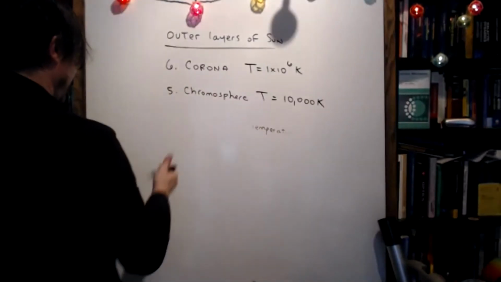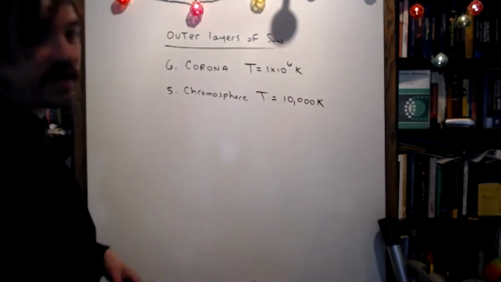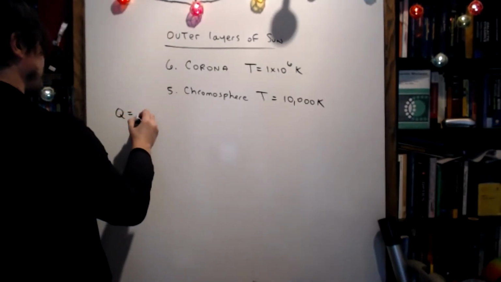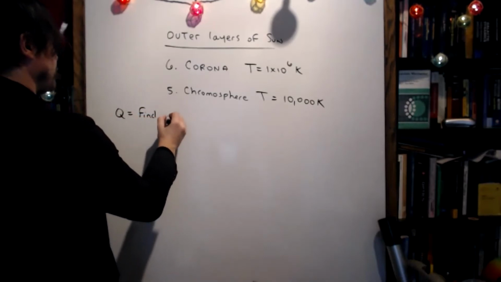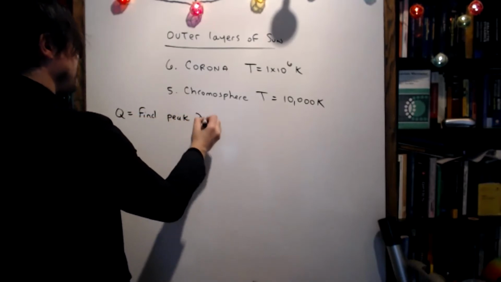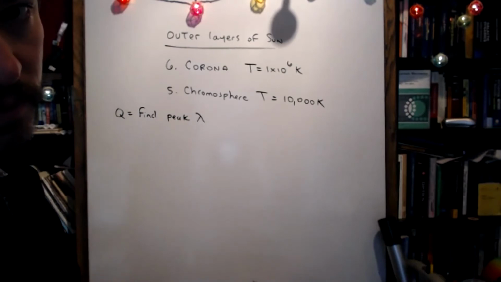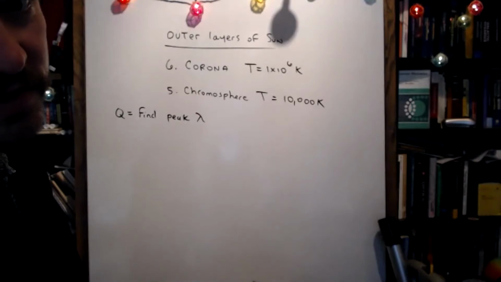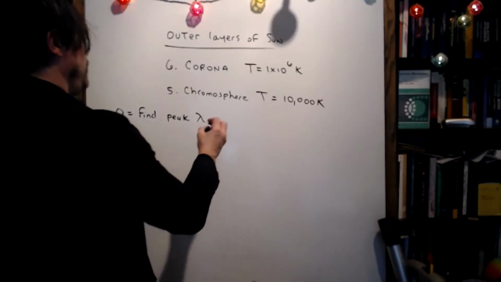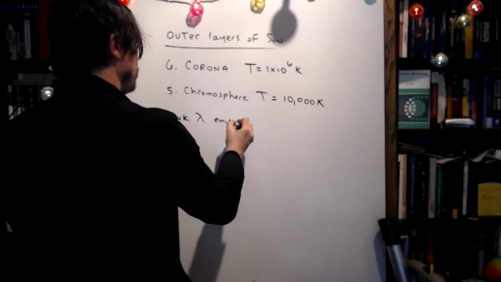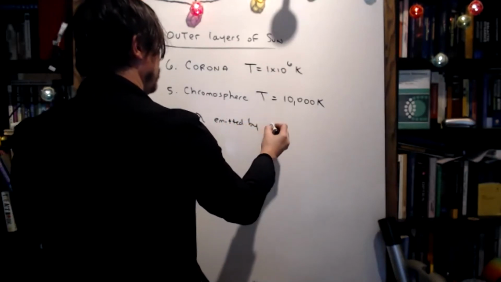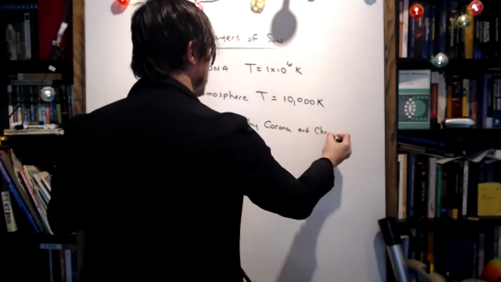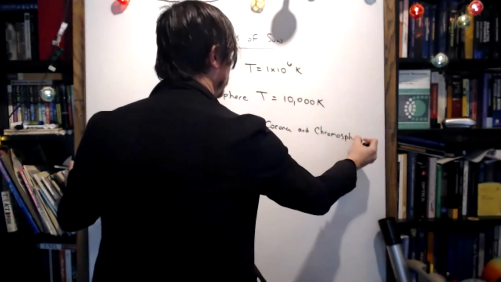Here's a question for the class. This is a question I could easily ask you during the exam. Christopher? You said max wavelength, yes. Wien's law. Very good, Christopher. Excellent job. Find the peak wavelength emitted by the corona and the chromosphere.